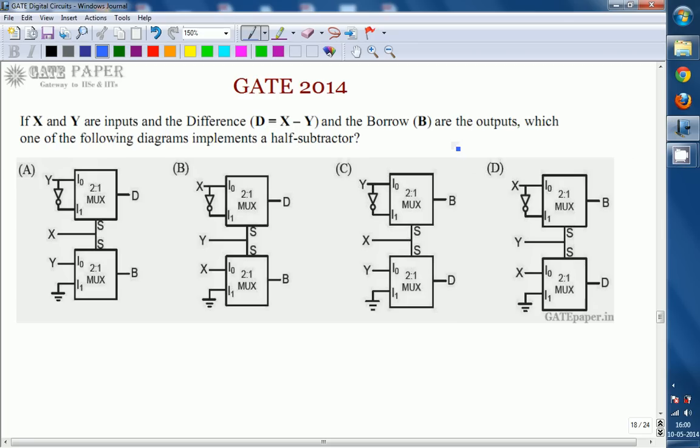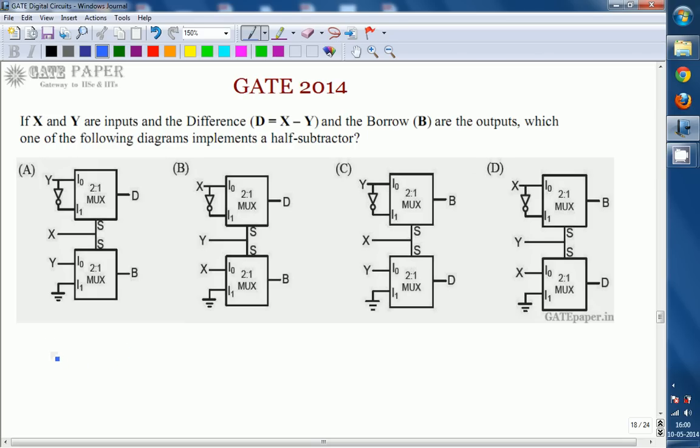Hello, we are discussing the GATE 2014 ECE paper, and the topic is related to digital circuits. If x and y are inputs, the difference D is x minus y, and the borrow B are the outputs, which one of the following diagrams implements a half subtractor?